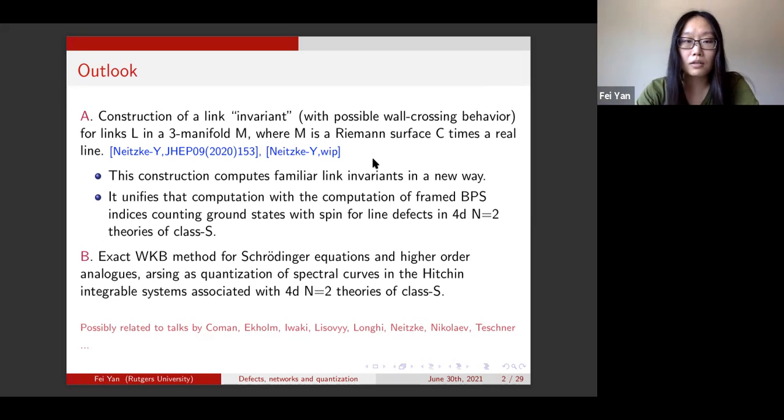Neitzke. The second part of the talk will be about exact WKB method for Schrödinger equations and higher order analogs, which arises as quantization of spectral curves in the Hitchin integrable systems associated with 4D N=2 theories of class S. And I should say that both parts of the talk are more or less, to varying degrees, related to other talks in the workshop. And I hope what I'm talking about could serve as a small supplement for all the great talks in this workshop.